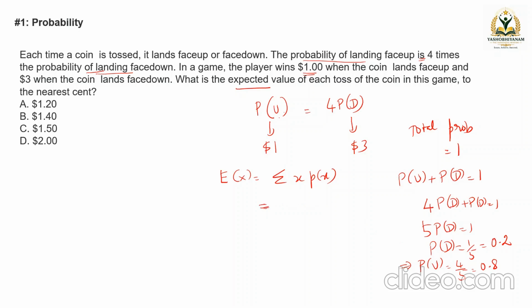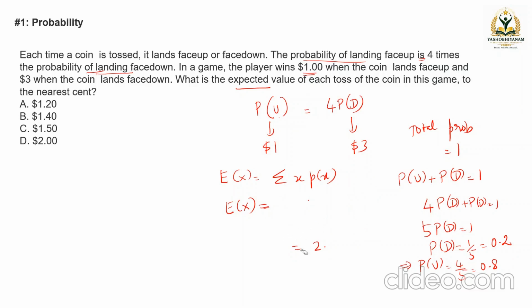Now I just need to find the expectation. It's $1 when the coin lands face up and $3 when it lands face down. So it's 1 times 0.2 plus 3 times 0.8, which would be 0.2 plus 2.4, which is 2.6. Right? Face down is, I'm sorry, face up is the other way around. I'm very sorry. It says it's $1 when it's face up.